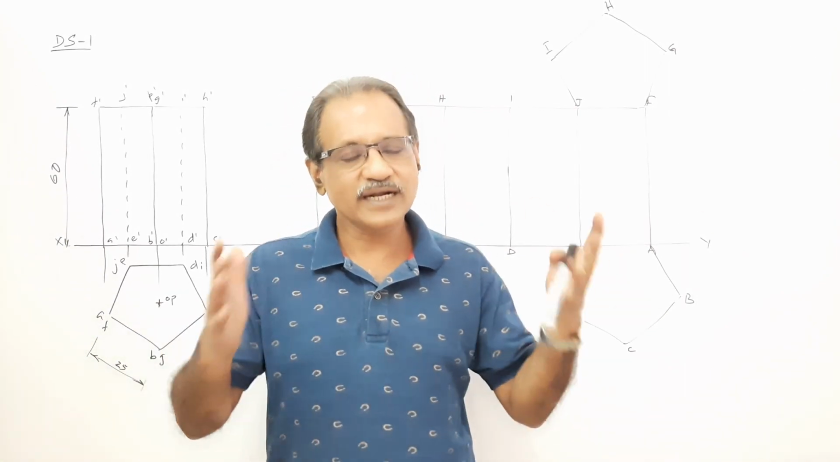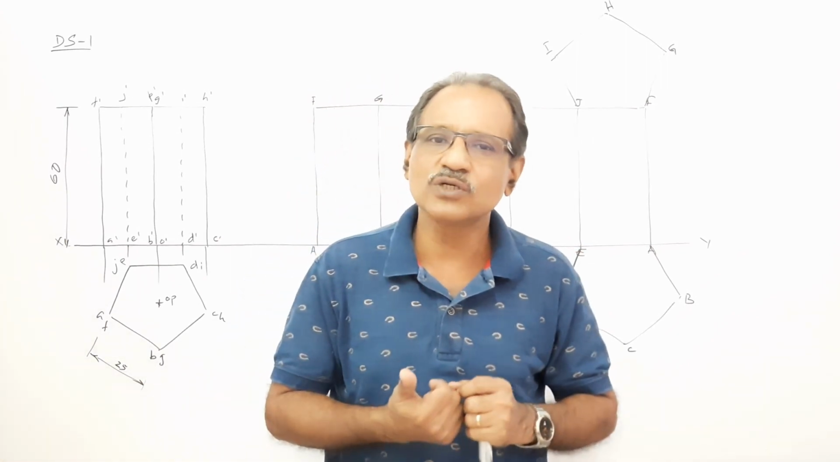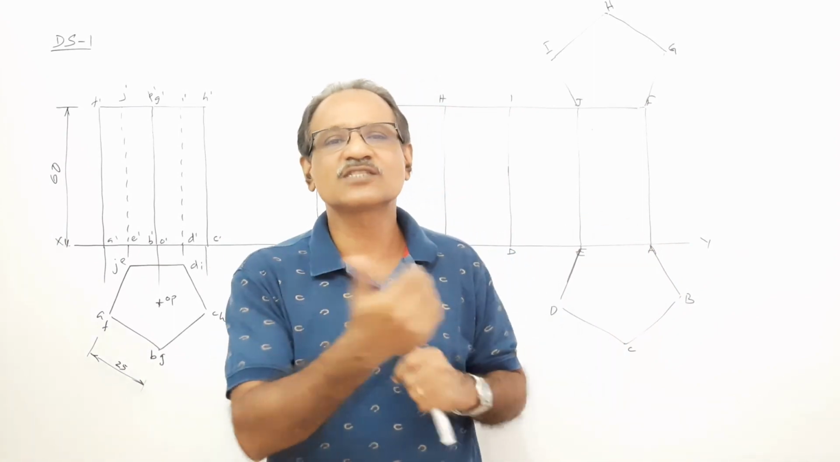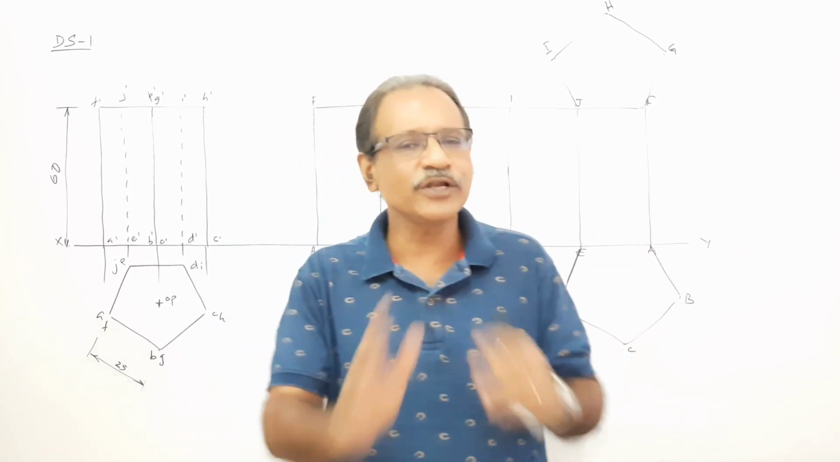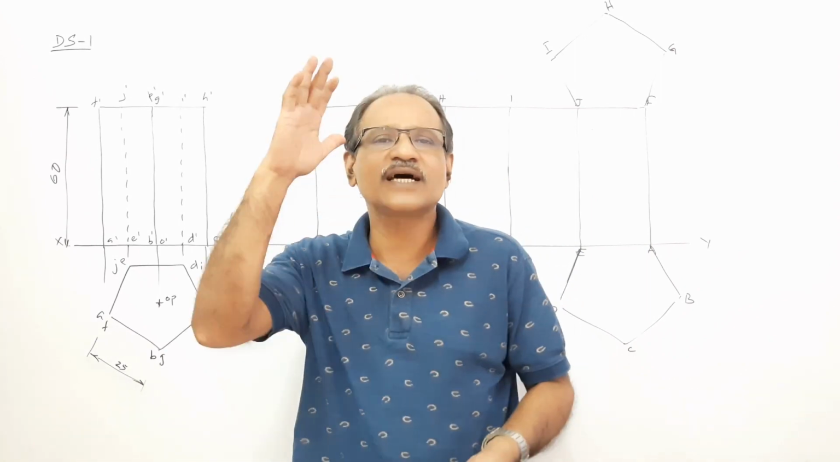Agreed? So total development includes the top and bottom, and the development of the lateral surface includes only the lateral sides, or lateral surfaces, of the object. In this case, we are going to draw the total development. If you are asked to draw lateral surface, you can ignore the top and bottom.